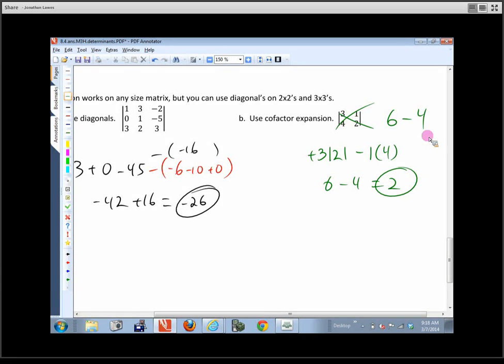The diagonal technique will work on 2s and 3s. After you get outside that, it does not work. Okay, any questions?